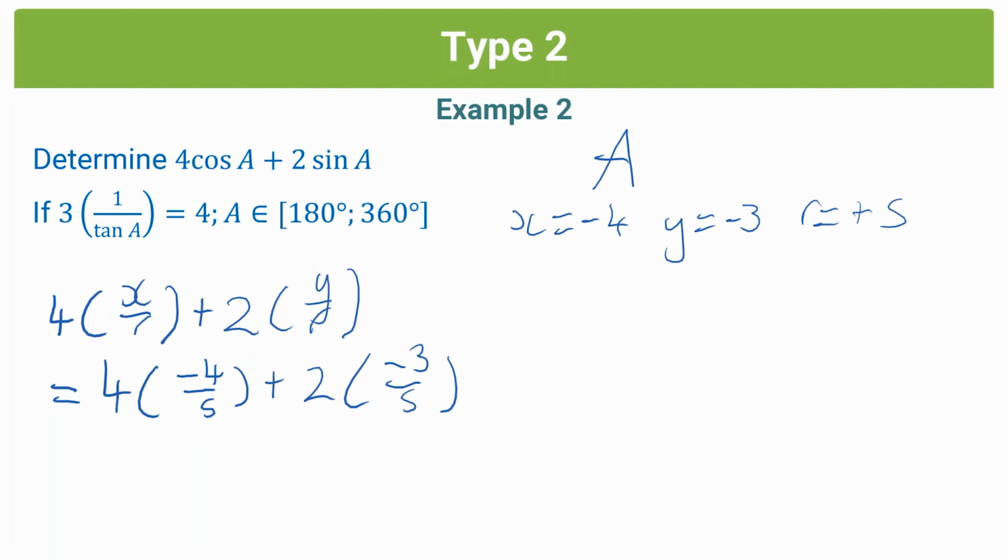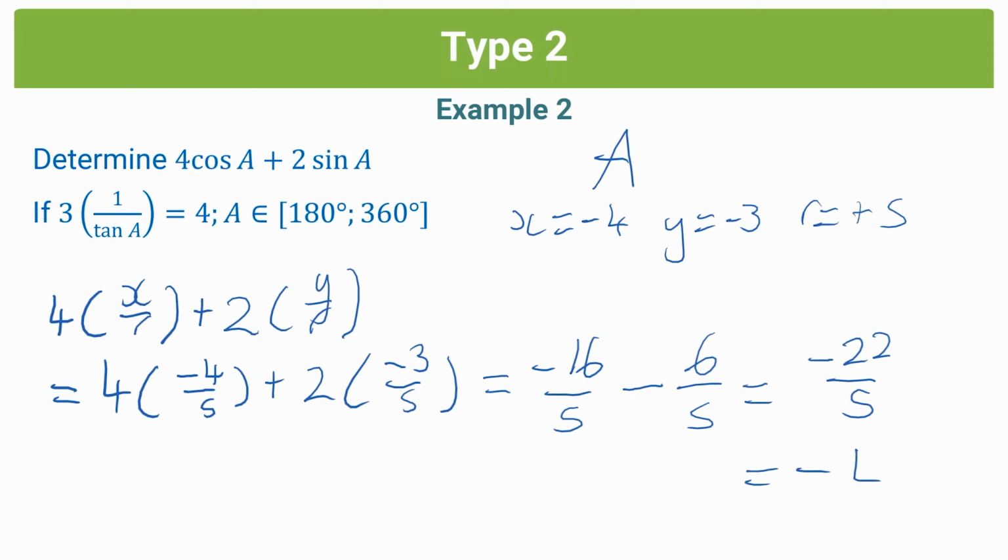So we can simplify this to be negative 16 over 5 minus 6 over 5, which gives us a final answer of minus 22 over 5. And that would be our final answer. If you wanted, you could write this as a mixed fraction as negative 4 and 2 over 5. But negative 22 over 5 would be just fine.